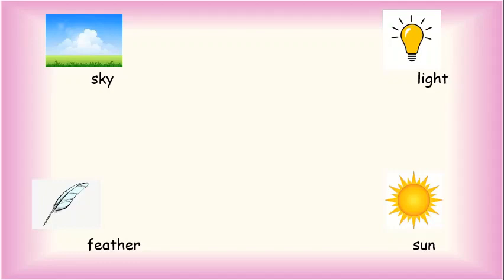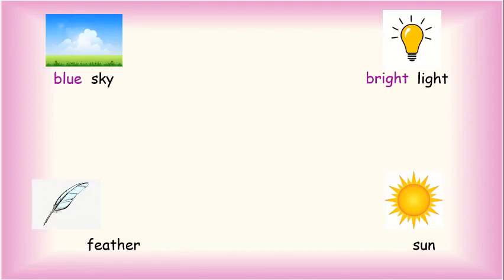Let's take a few more examples. Sky, light, feather and sun. All these are naming words. Let's describe these naming words. Sky. The sky looks blue in color, so let's say blue sky. Light. When we turn on the light, everything looks bright, so let's say bright light.